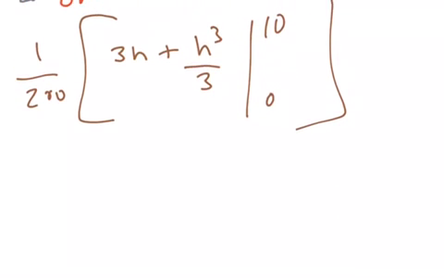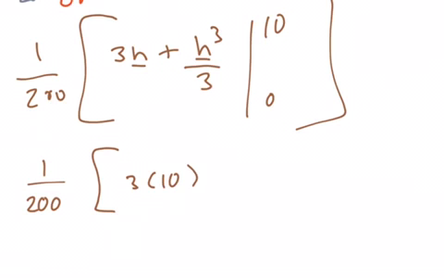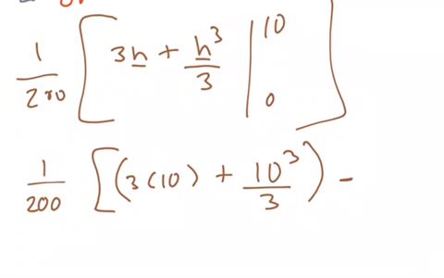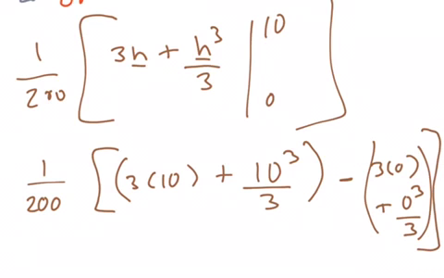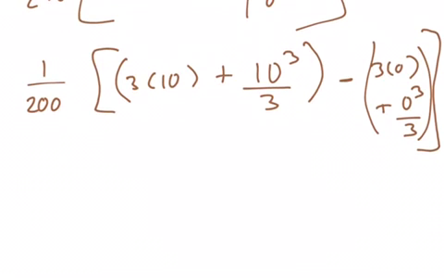Okay, so we keep going. We have 1 over 200 times, and because these are just h's and there's no other value here, all we have to worry about is 10. So this is 3 times 10 plus 10 cubed over 3. Just to be clear why I said all we have to care about is 10: the other part would be subtracting 3 times 0 plus 0 cubed over 3. You wouldn't need to do all that math, that's just 0.